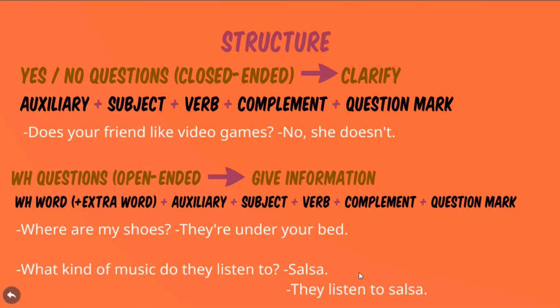What kind of music do they listen to? Salsa. They listen to salsa. Cualquiera de las dos respuestas está bien. La primera es más directa, la otra es más completa. Y aquí también debemos recordar que al final de la pregunta yo debo poner la preposición. Las preposiciones generalmente van al final en las preguntas en inglés.